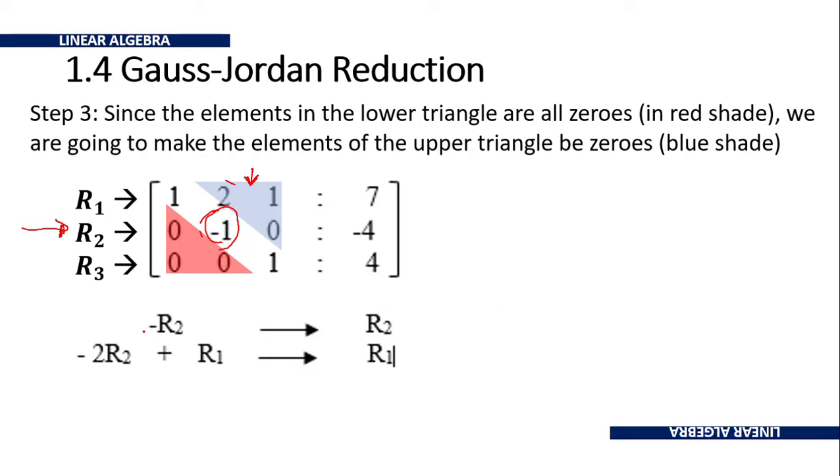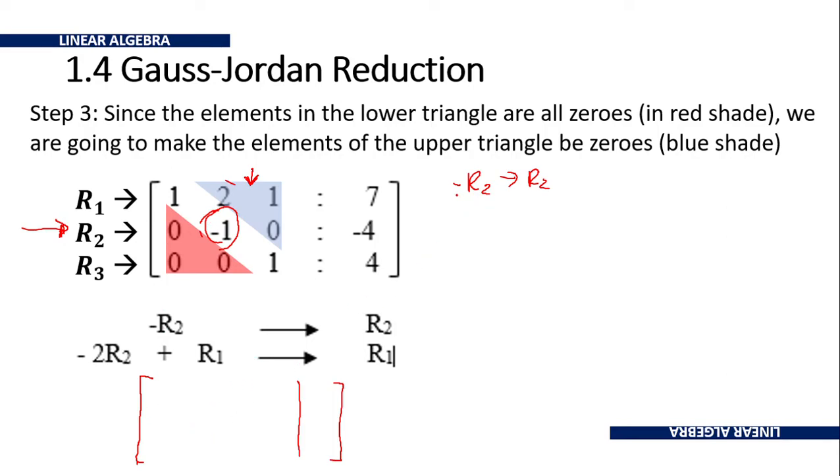So, we have negative R2 is the new R2. Okay? So, mag-multiply lang tayo ng negative dun sa row 2. So, we have negative R2 or row 2, so we have the new R2. Okay? So, dito ko isusulat yung bagong matrix natin. Ayan. So, R2 lang muna yung mababago.